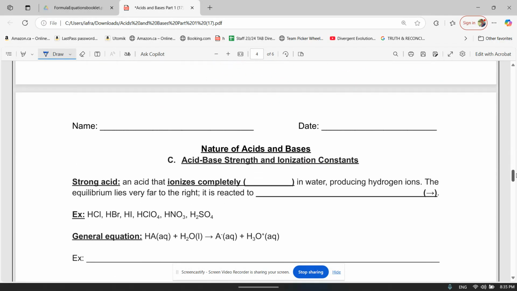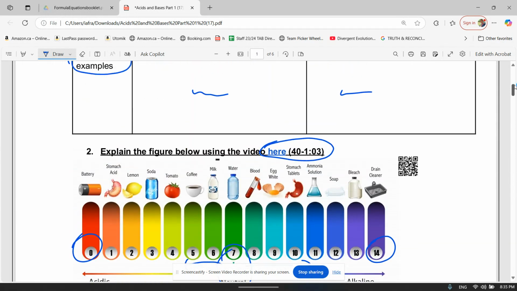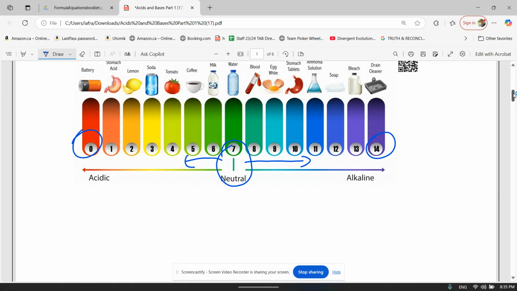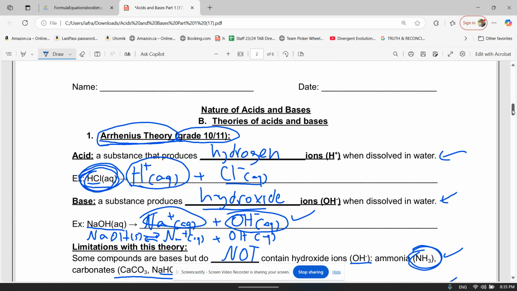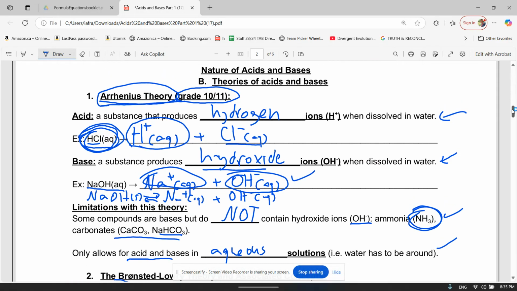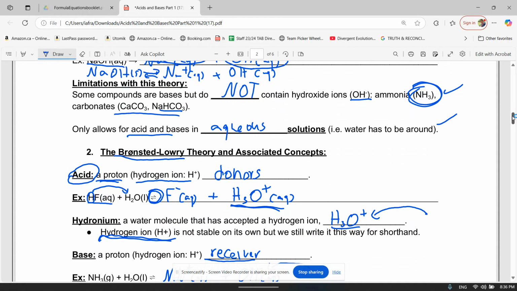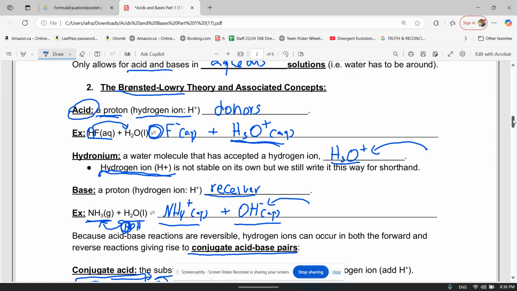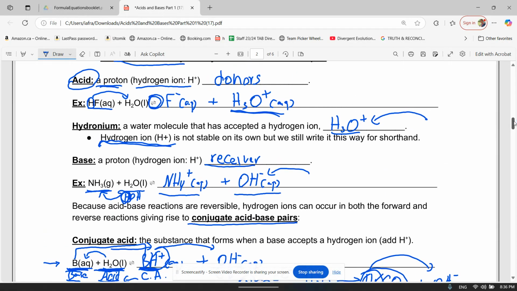So in this video, we saw that you had to review acids and bases properties and the pH scale very quickly using the snippets provided. We then did a quick overview of the Arrhenius theory of acids and bases. We then introduced you to the Bronsted-Lowry theory of acids and bases, where acids are defined as proton donors and bases as proton receivers. And we spoke about the idea of hydronium being formed rather than H+.